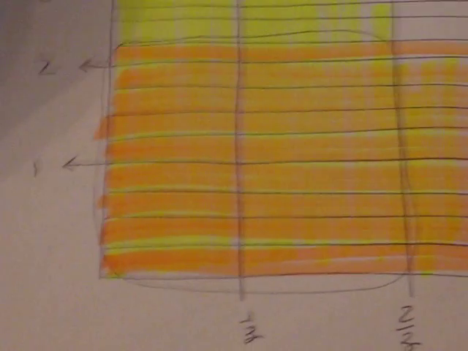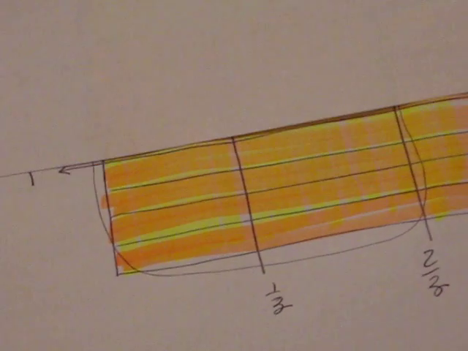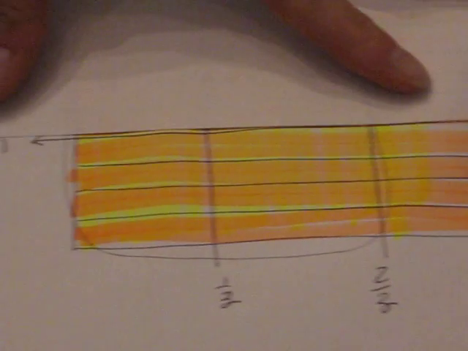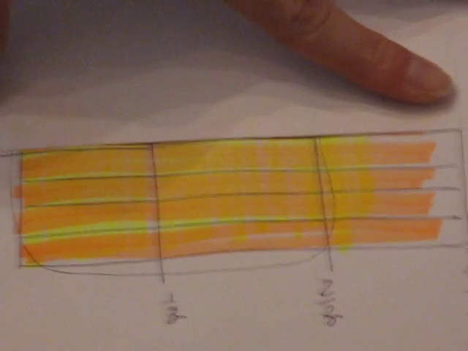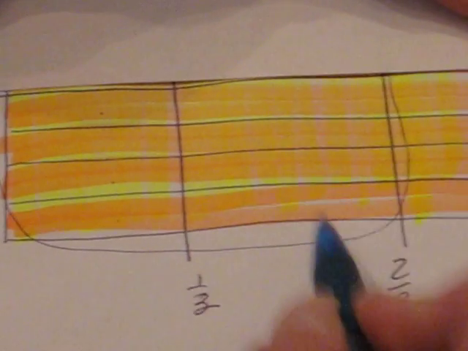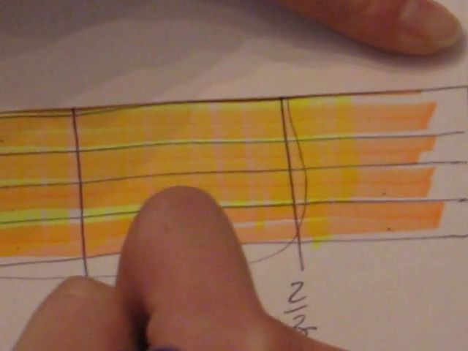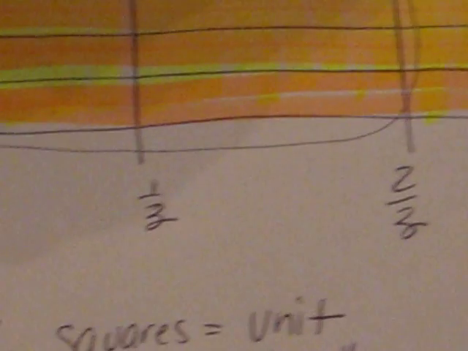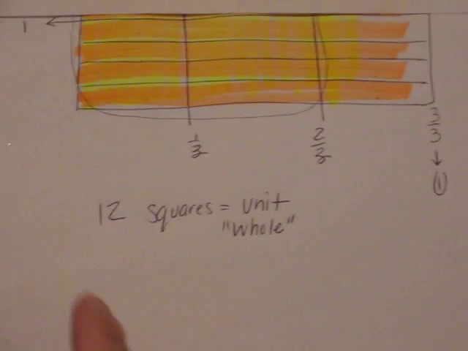Okay, but we're going to focus in on our whole unit, which is there and all the way over here. Whole unit is 1. So how many squares make up a whole unit? That's 1, 2, 3, 4, 5, 6, 7, 8, 9, 10, 11, 12. 12 squares equals the unit, also known as the whole. It's the same concept we've been using for adding, subtracting, multiplying, and we'll use it again with division.